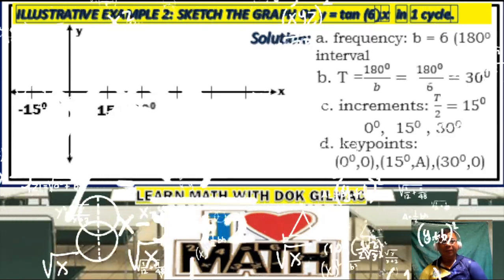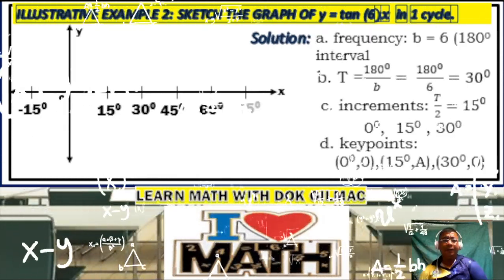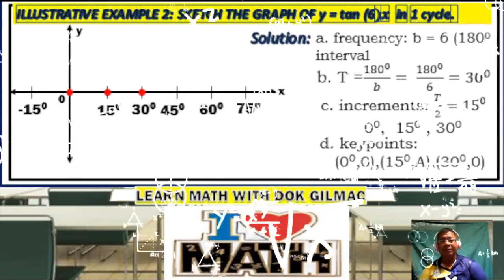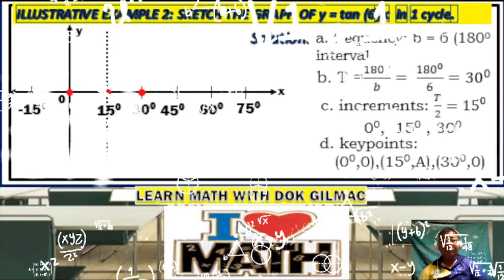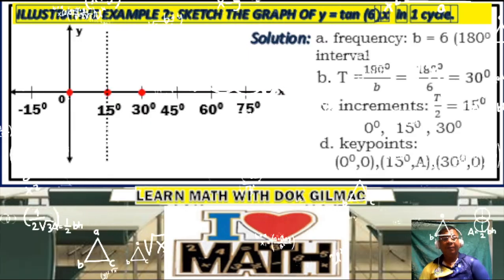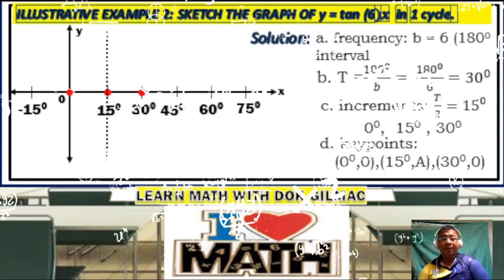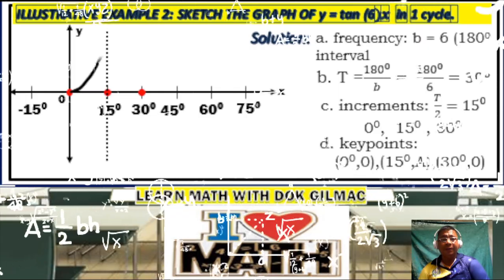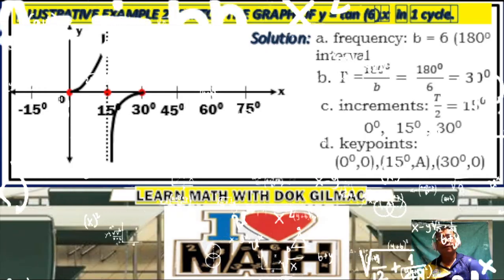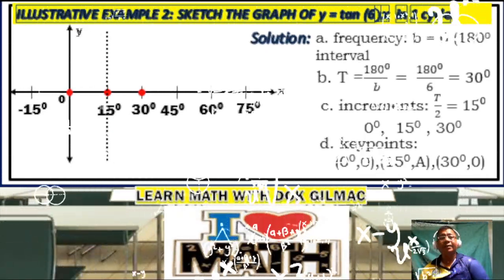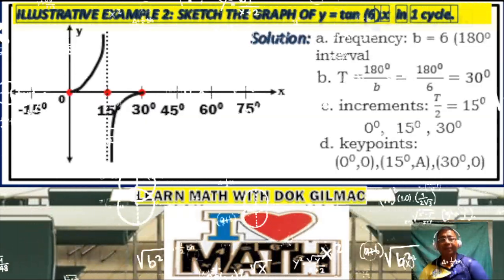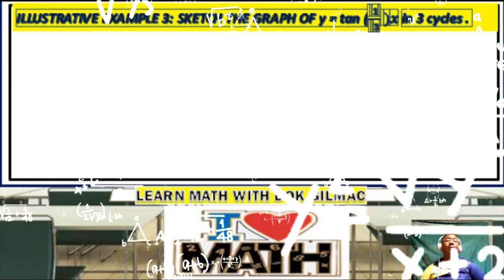So if we are to plot the given increments here, we only have 0 degrees, 15 degrees, and 30 degrees, wherein the asymptote is in the 15 degrees increment. So as you can see, we have now the graph of y is equal to tangent 6x in 1 cycle. Take note of that.